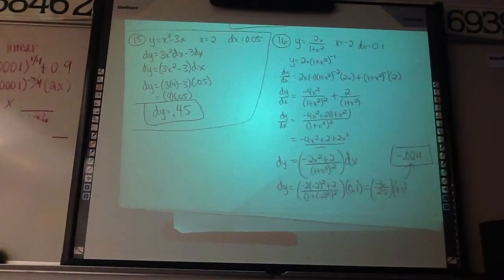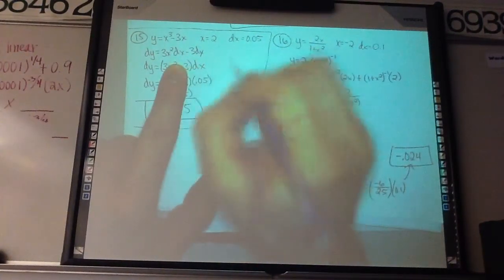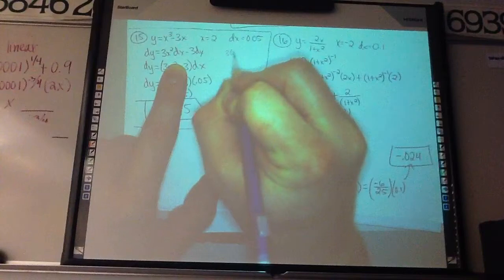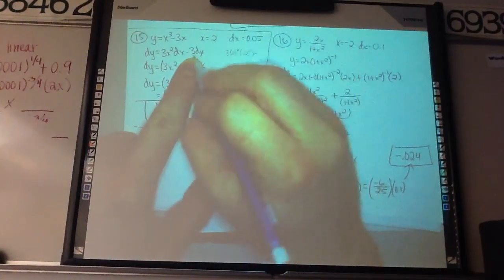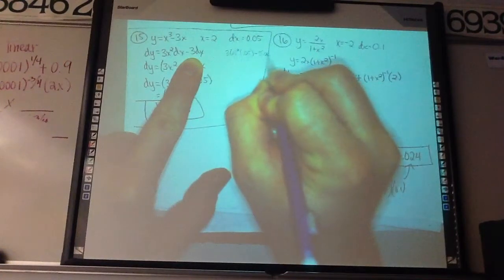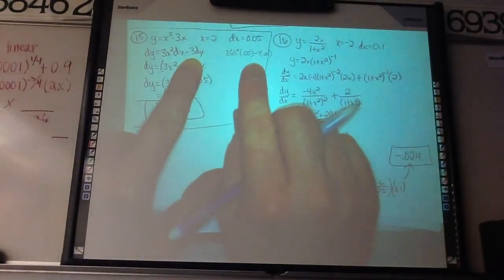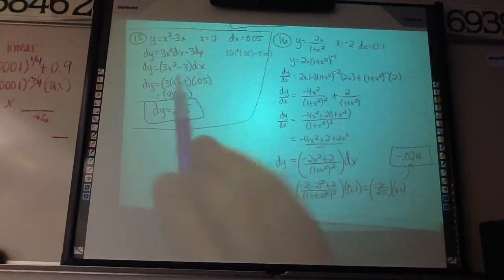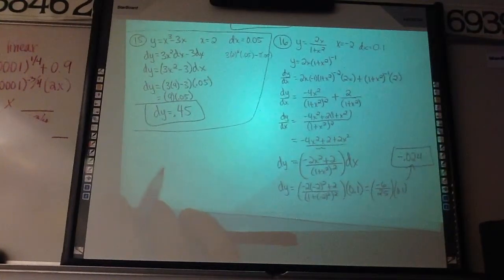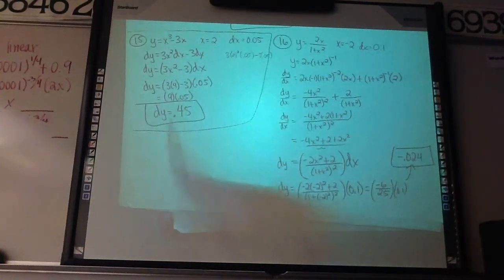If you have that and then you plug stuff in, you would have 3 times 2 squared times 0.05 squared minus 3 times 0.05. So you're telling us it's not necessary for you to factor out dx? No, not on this problem, because all you're doing is just plugging those in. Plugging everything in, you get 0.05.